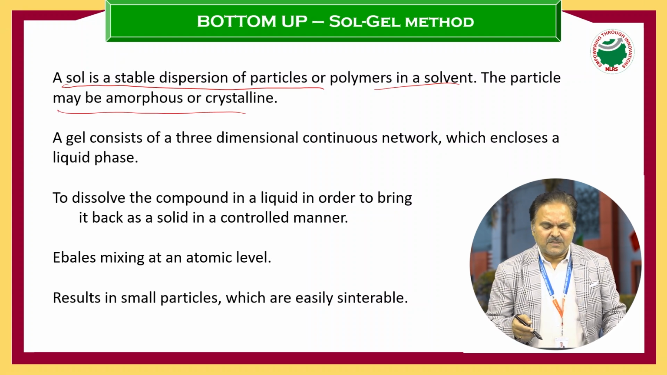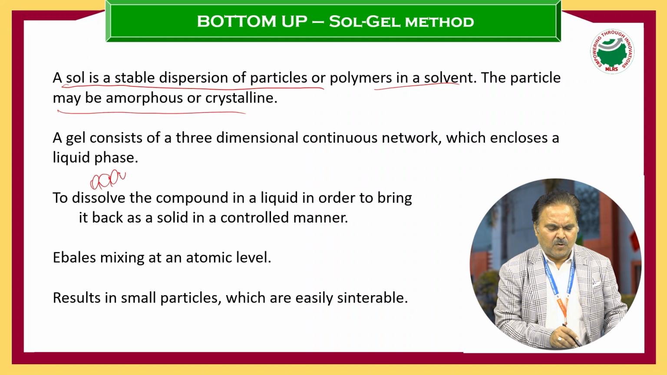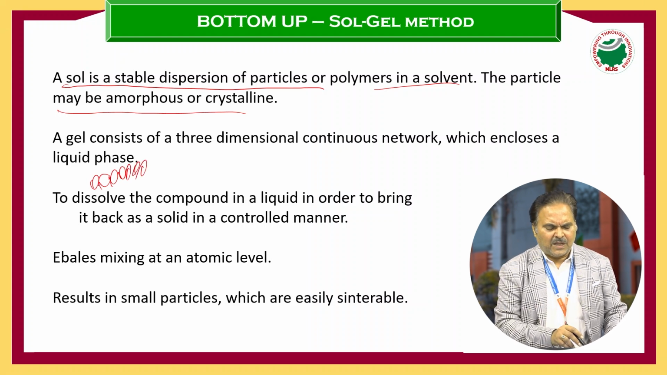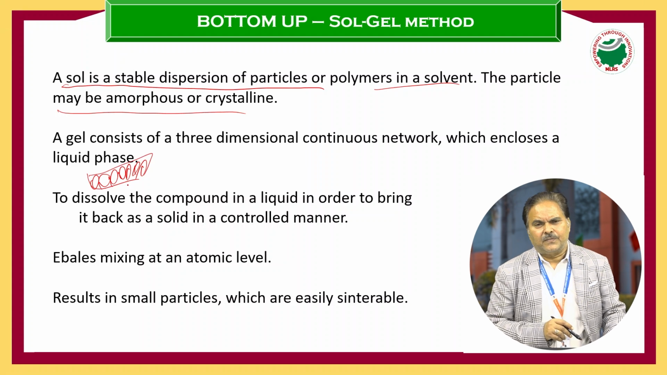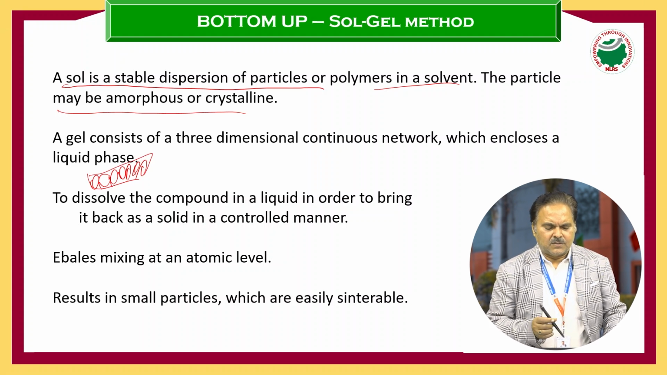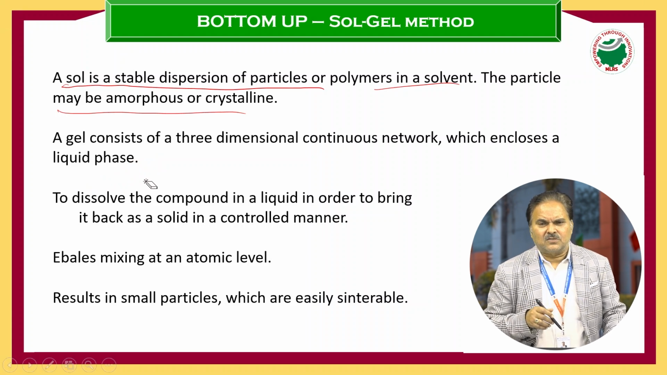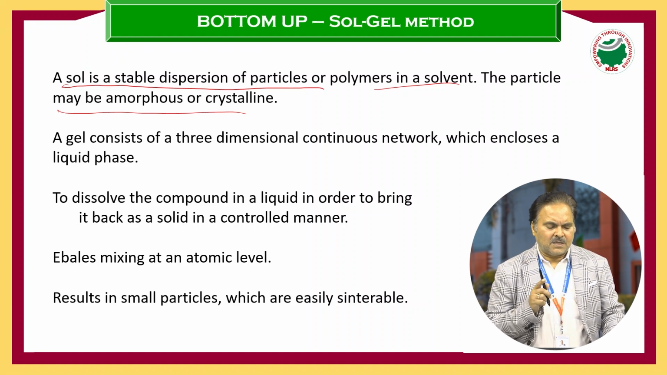Amorphous means there will be no X-ray diffraction. The atoms will have no arrangement; they will be arranged randomly. That's why we cannot see any structural parameter of that polymer. Crystalline means we all know there will be crystal structures, the seven crystal structures. So the particle may be amorphous or crystalline. That is a solution, a salt solution.